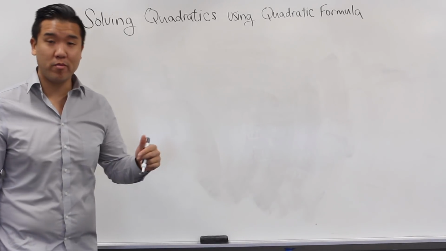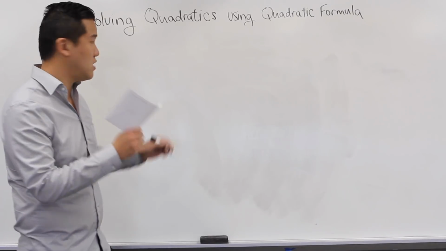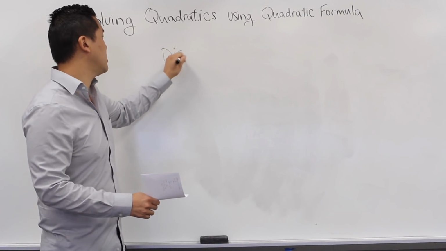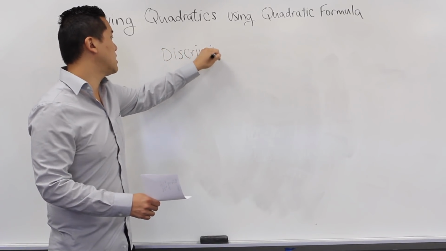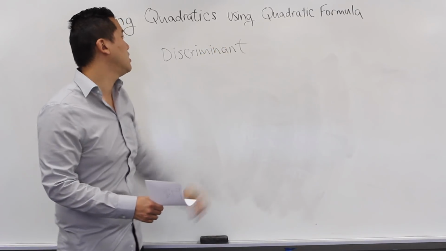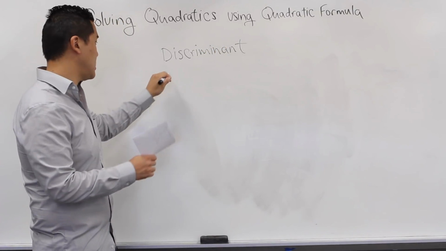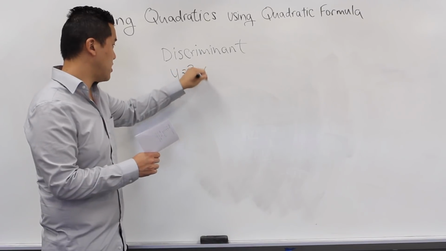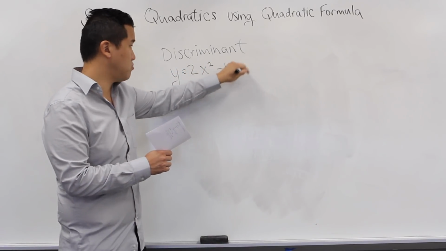Alright, good job. You guys memorized the quadratic formula, so let's go to our second problem, our intermediate level. I want you to find the discriminant and tell me how many solutions this example has. The example is y equals 2x squared minus 4x plus 1.